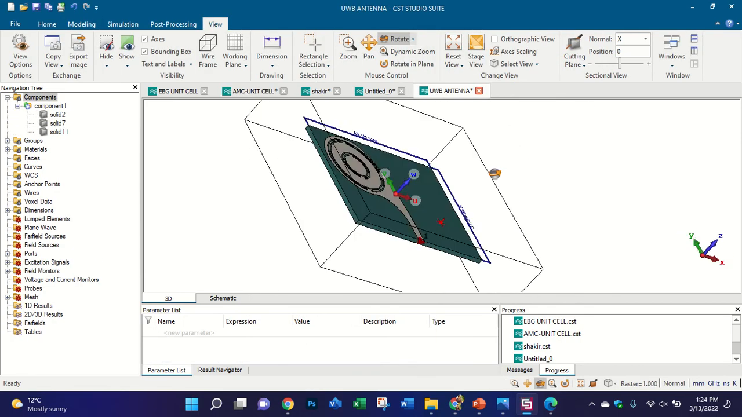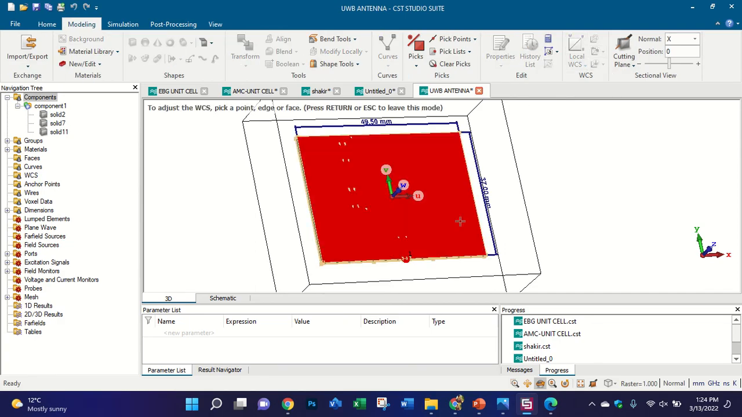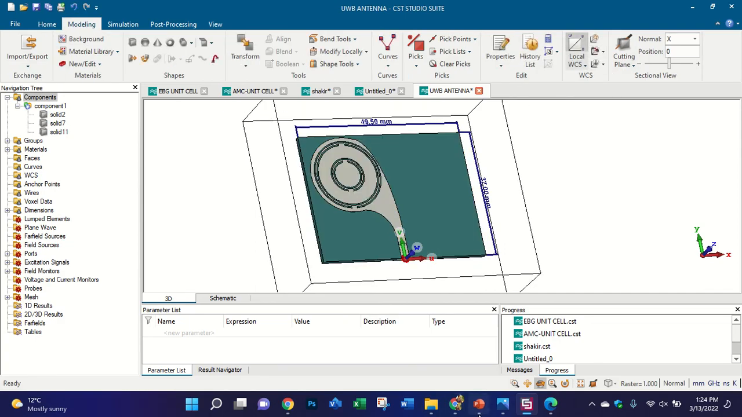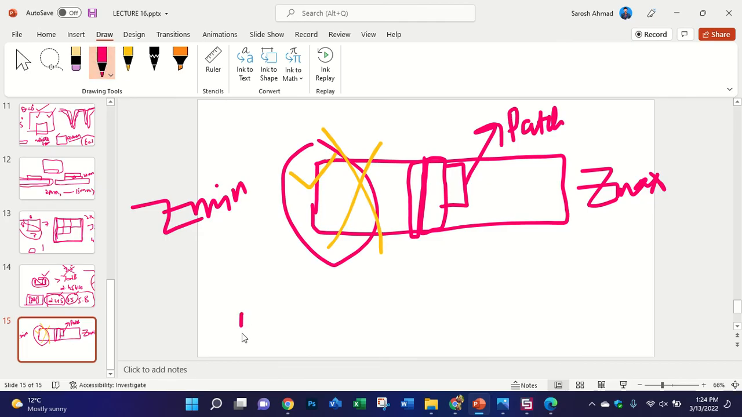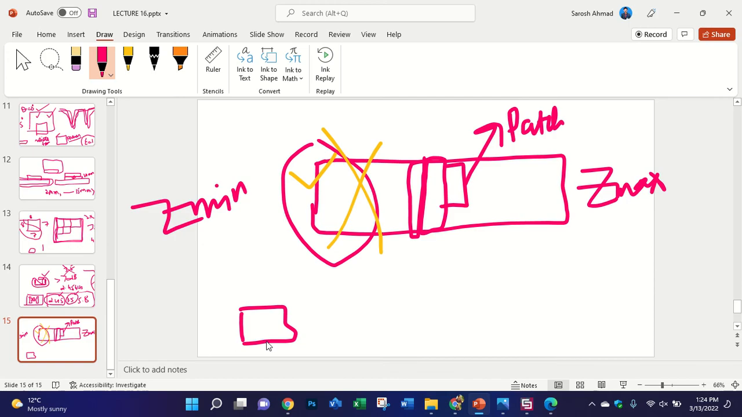So where do I want to place this unit cell? Sometimes we take, let me draw here. Suppose this is your antenna. Sometimes you place the WCS, you know WCS, this is your WCS, at this position, so that when you place the metamaterial, it will be like this. This is your metamaterial. That means the lower edges are the same for the antenna and the metamaterial.